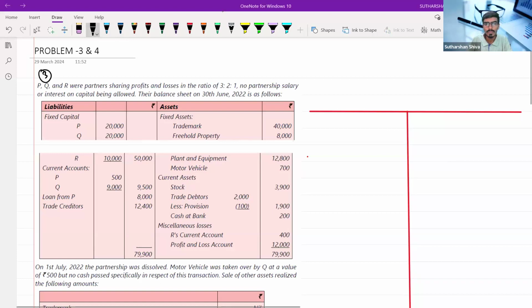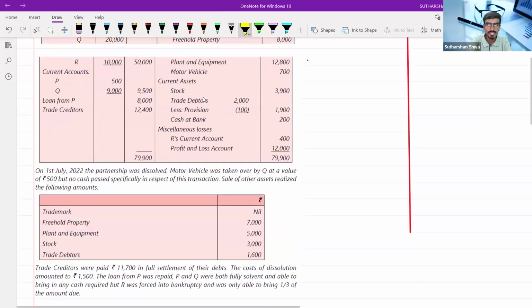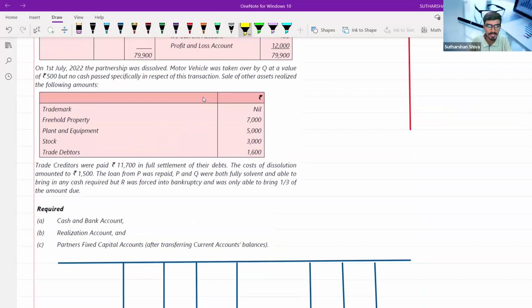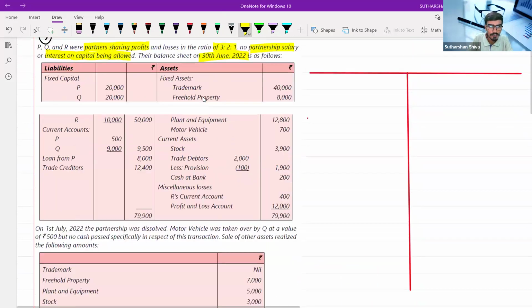PQR is the firm, where the partners share profit and losses in the ratio of 3:2:1. No partnership salary or interest on capital is being allowed. The balance sheet date is 30th June 2022 as given. Then immediately go to the last point and study. Required: cash and bank account, realization account, and partners' fixed capital accounts after transferring current account balances. Then go to this and study.